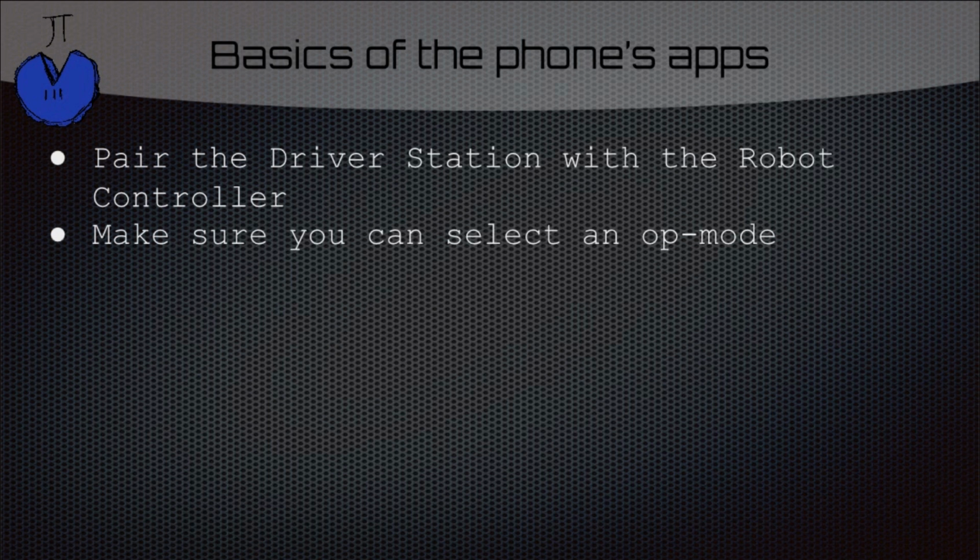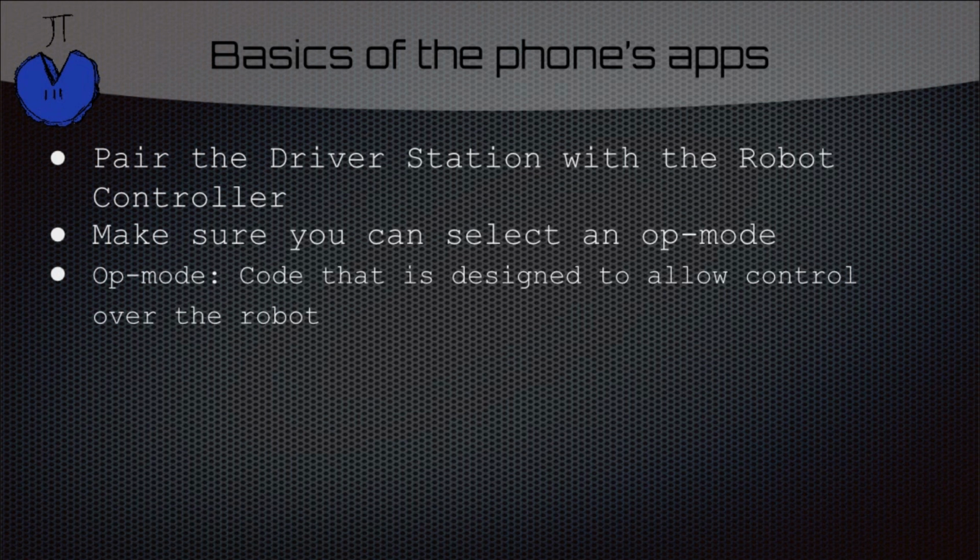Okay, so next we're going to make sure you can select an opMode and know what an opMode is. An opMode is code that is designed to allow control over the robot. So this is the code that you will actually write to give your robot certain behaviors. So if you wanted your robot to pick up a cube or shoot a cube or something like that, this is the code that will make your robot do that.